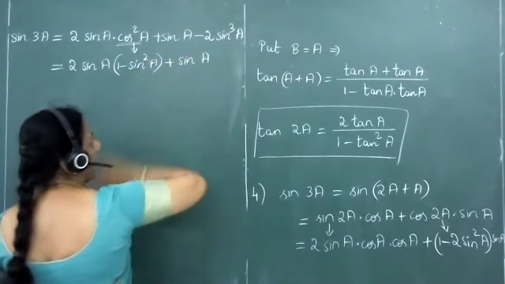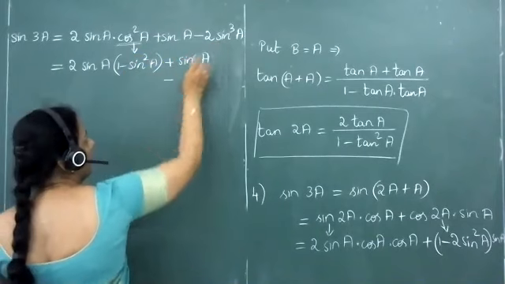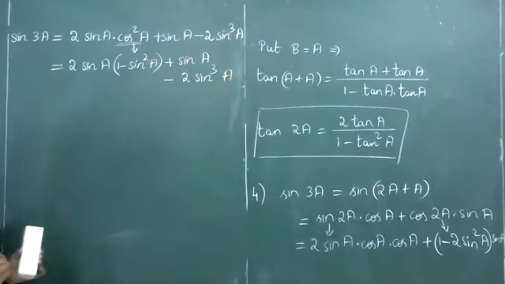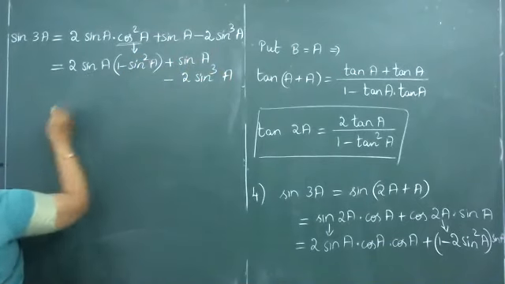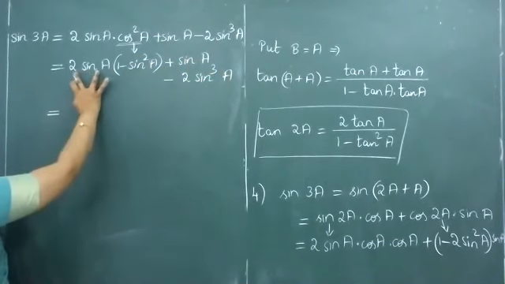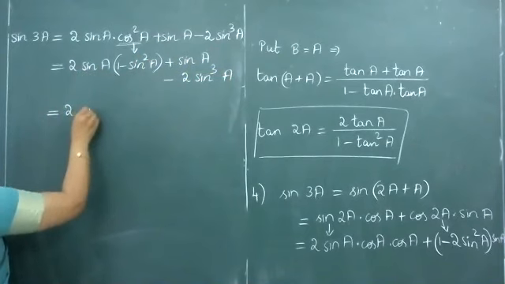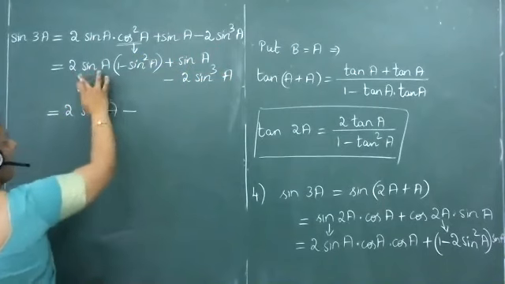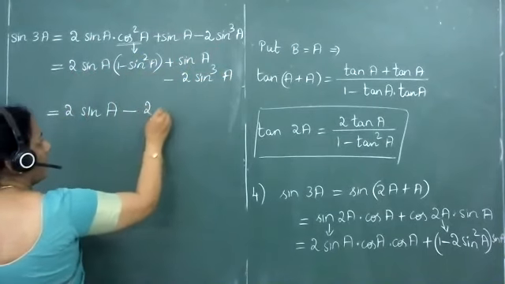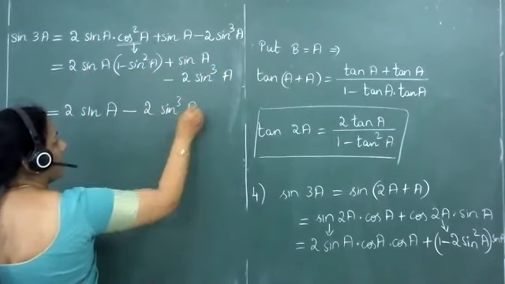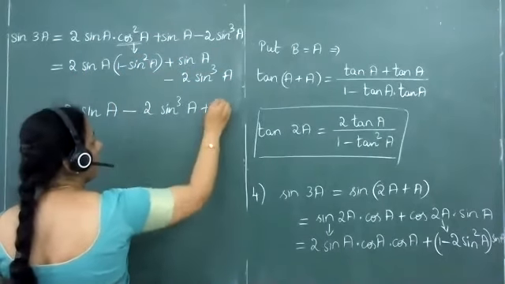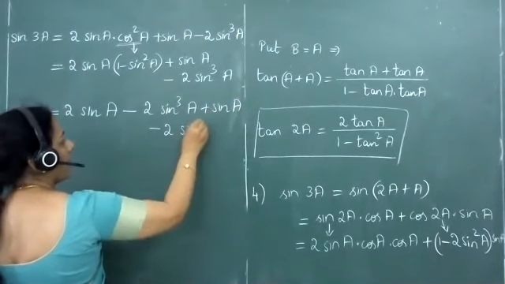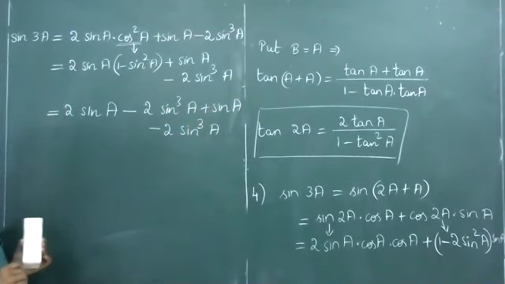Retain the second term as it is, plus sin a. Third term also, minus 2 sin cube a, retained as it is. Again here we simplify by removing the brackets. First term into 1, 2 sin a multiplied with 1, you get 2 sin a, minus 2 sin a into sin squared a, that brings us 2 sin cube a. The third term sin a, keep it as it is. Fourth term minus 2 sin cube a also remains as it is.